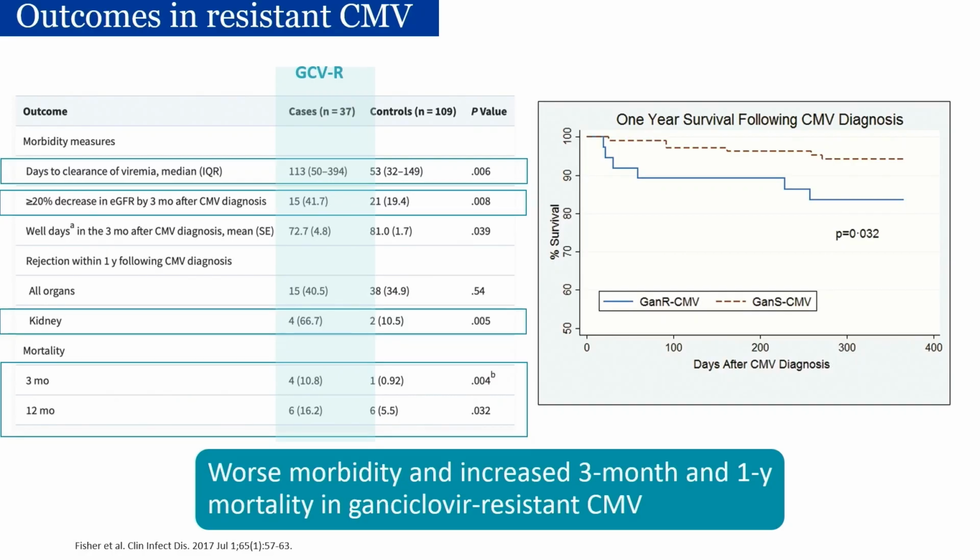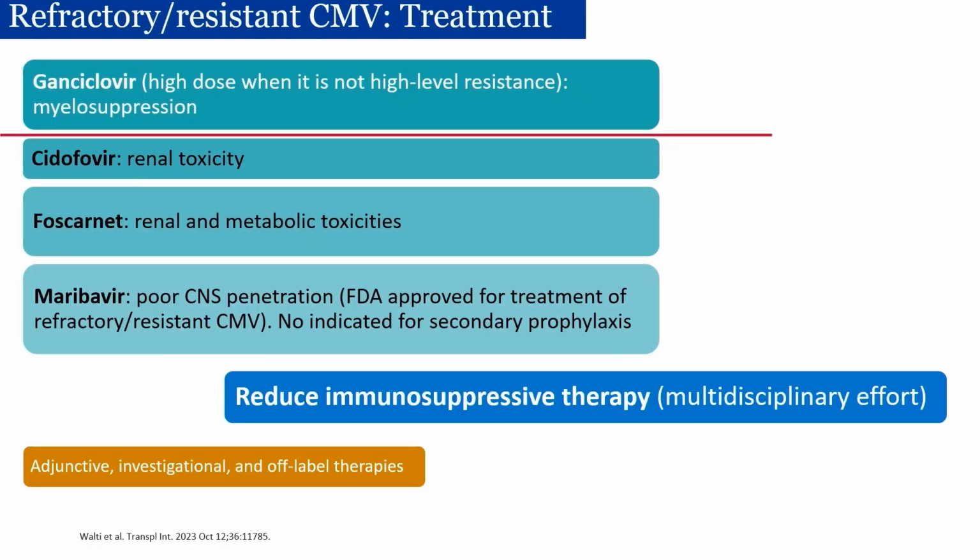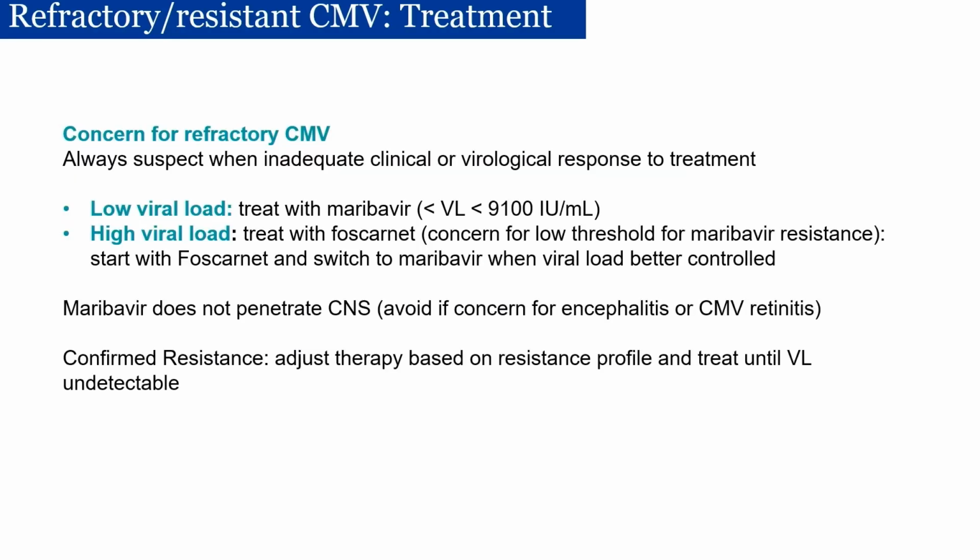So I think that's very important to know. Though we can treat, though we can turn it off, we know the outcomes are worse. We have cidofovir, which has renal toxicity, and foscarnet, which has renal and metabolic toxicities. Unfortunately, we thought maribavir was going to be that answer. And it's helped, and it can help many patients because it does not have the toxicities. However, it does have poor CNS penetration and a very low barrier to resistance.